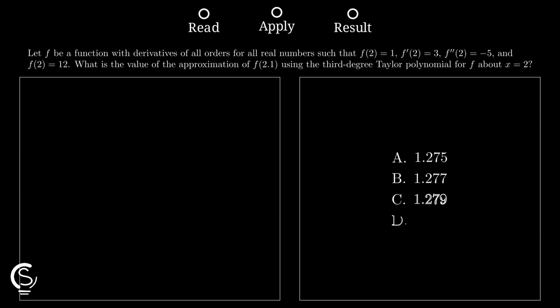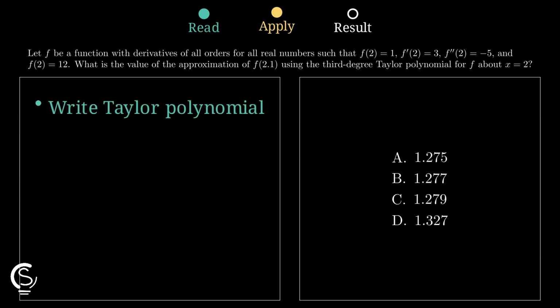Start with the third-degree Taylor polynomial about x equals 2. f(x) is approximately f(2) plus f prime of 2 times (x minus 2) plus higher derivative terms. Now substitute the given values: 1 plus 3 times (x minus 2) minus 5 over 2 factorial times (x minus 2) squared plus 12 over 3 factorial times (x minus 2) cubed.